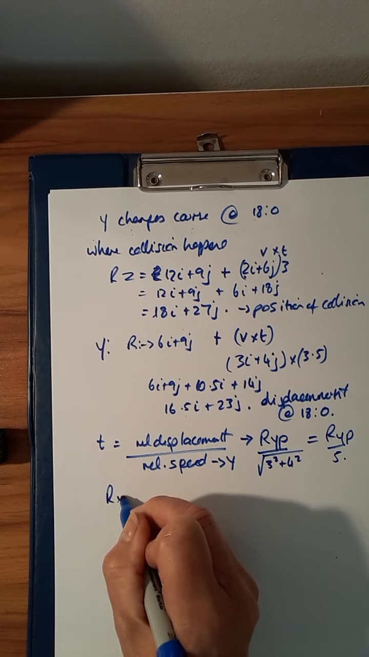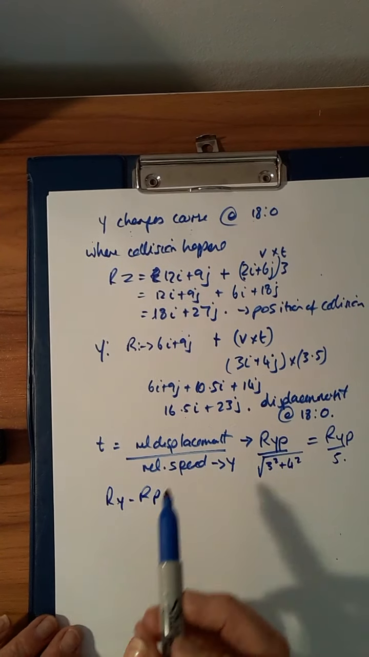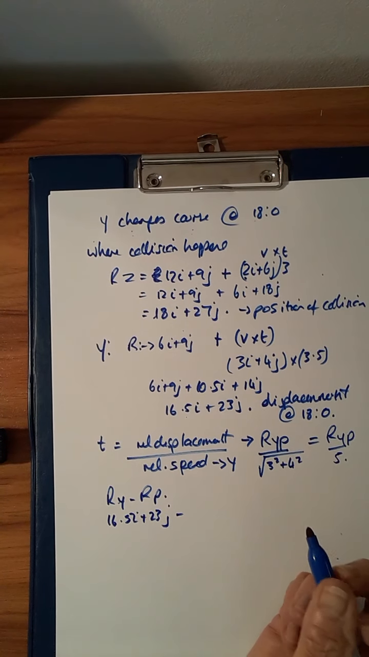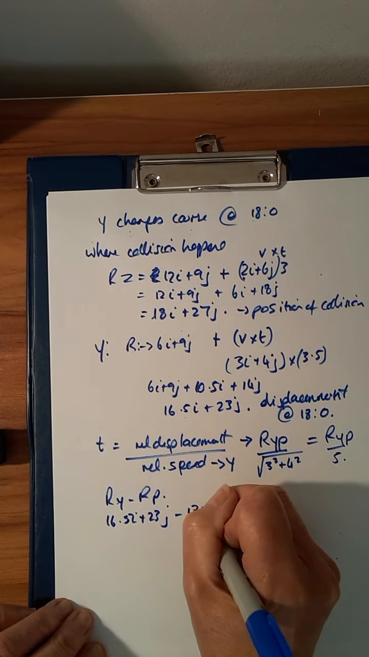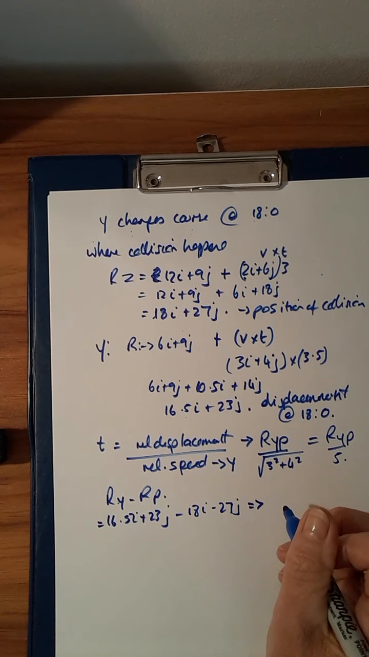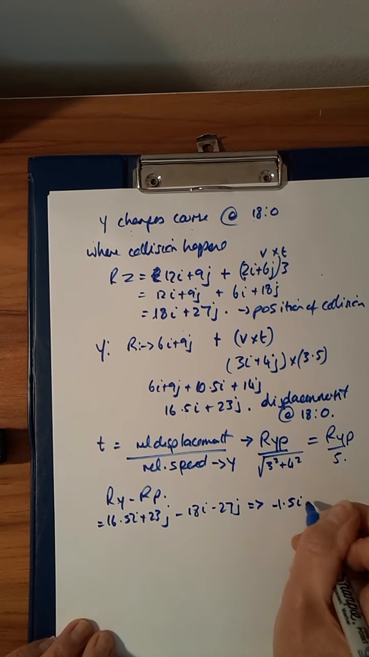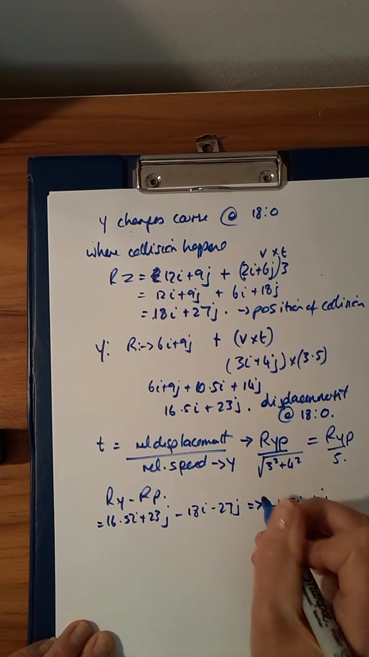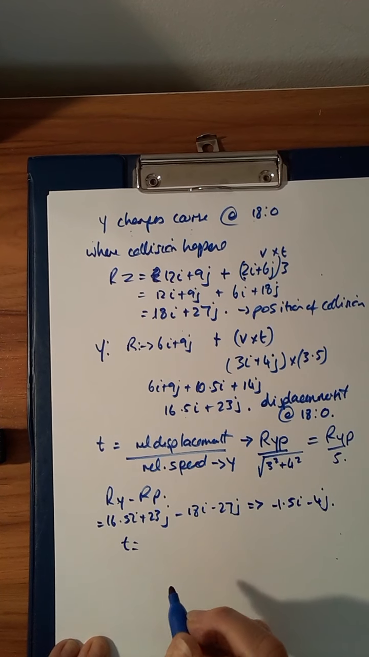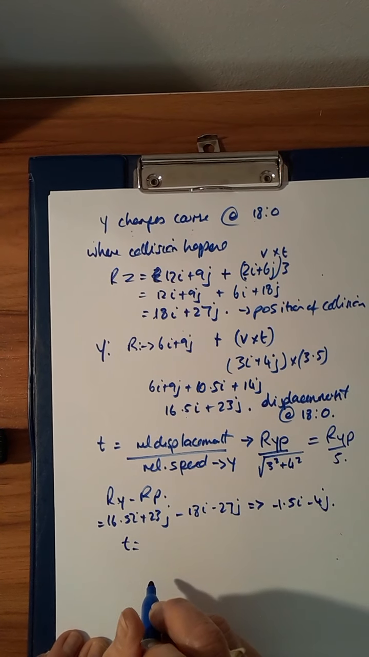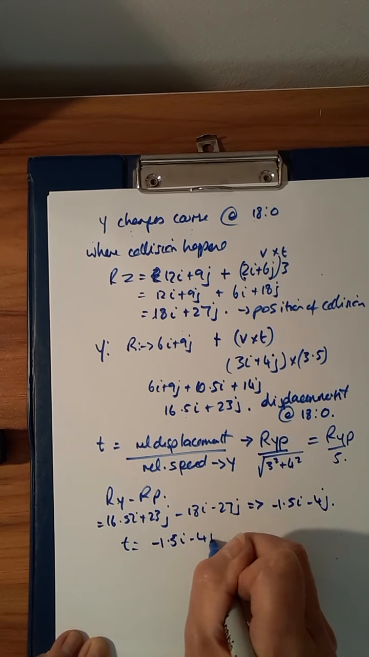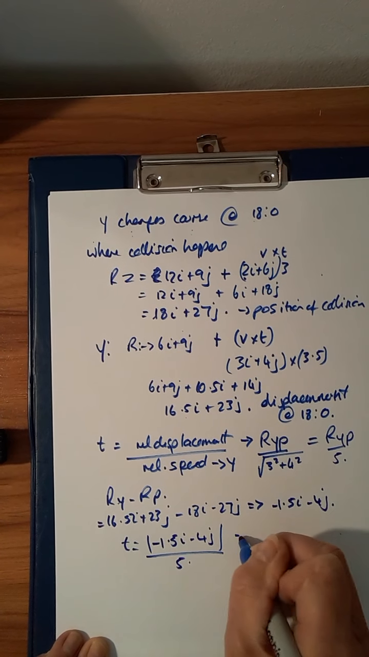Now to get the RYP, it's RY minus RP. So RY is 16.5i plus 23j minus the position of the collision, which is 18i plus 27j. And when I work that out, that gives me minus 1.5i minus 4j. So this is the relative displacement, this fella here. So the time will be the relative displacement over the relative speed. So relative displacement minus 1.5i minus 4j, I'm going to get the modulus of that over the speed, which is 5.